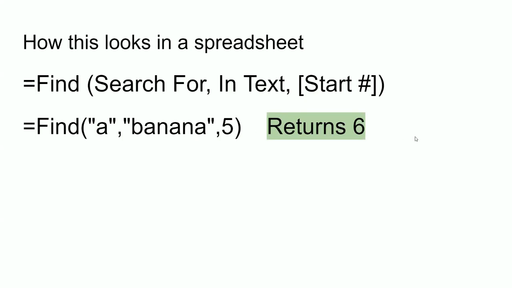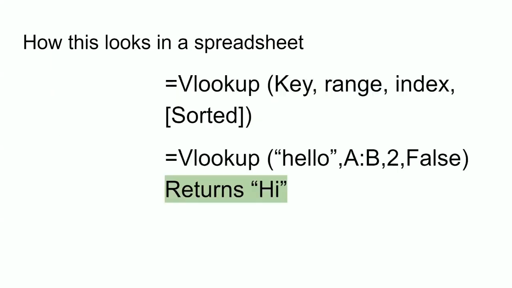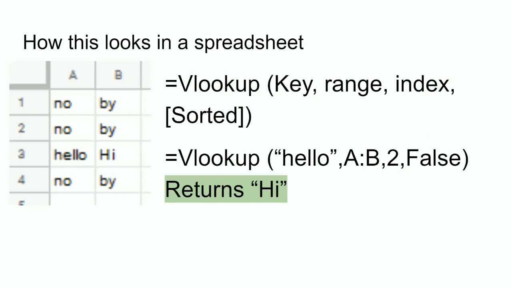Now if I switched any of these, search for 5 in A, start at banana, not going to work, okay? And if I put the wrong kind of information here, if I say search for a number, it's going to think it's text, not a number, right? So we have to have the correct term for each of these arguments in the correct order to get the result we want.